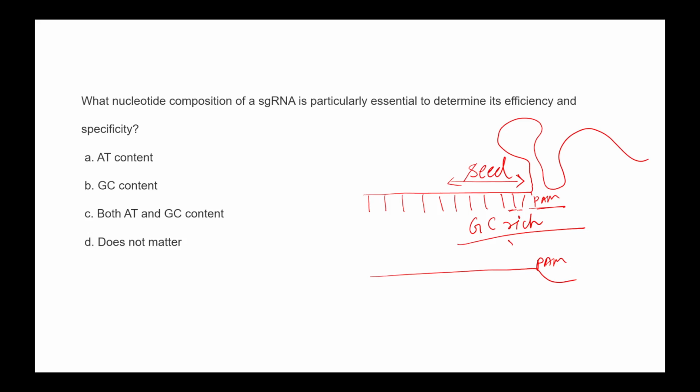So the composition of the sgRNA is one of the determining factors. It is the GC content, but not the AT content. That doesn't matter, but the GC content is important.